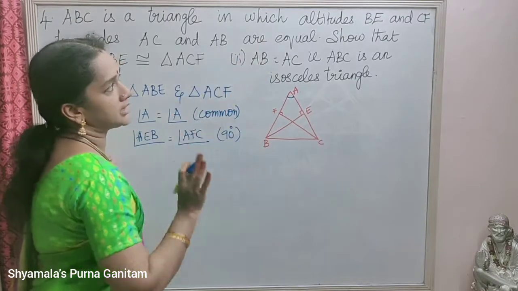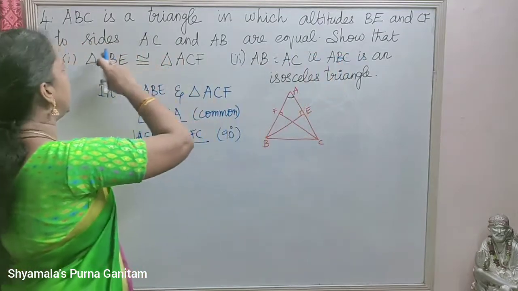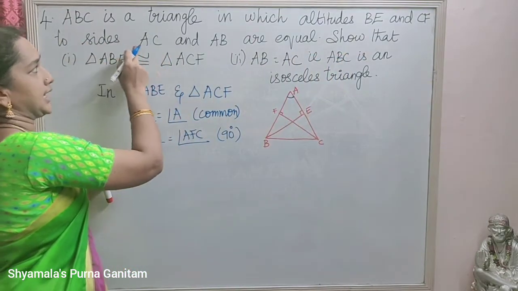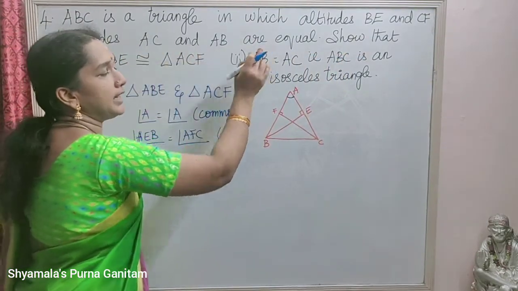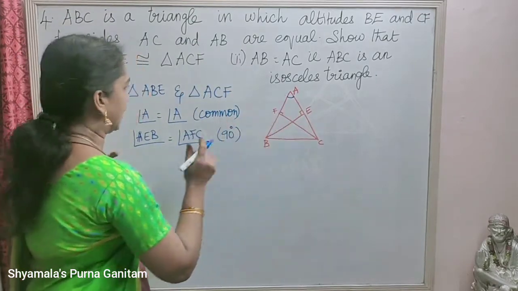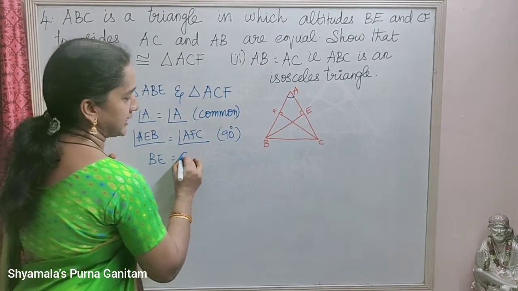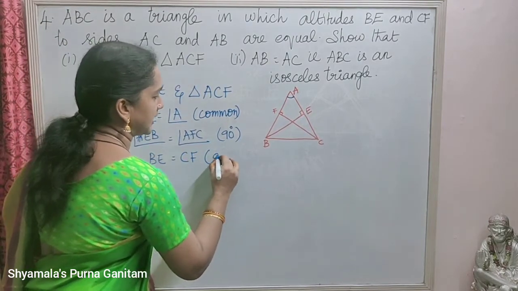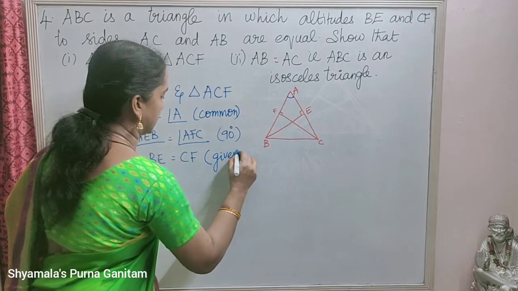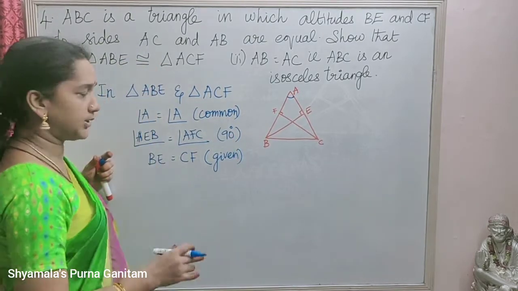Then in the question it is given that the altitudes BE and CF to the sides AC and AB are equal. So that means the altitudes are equal, that is BE is equal to CF. This is given in the question.